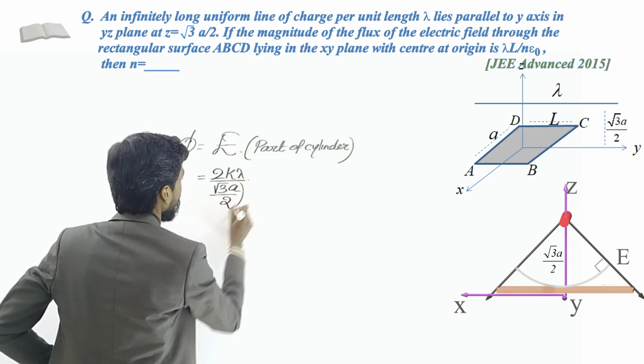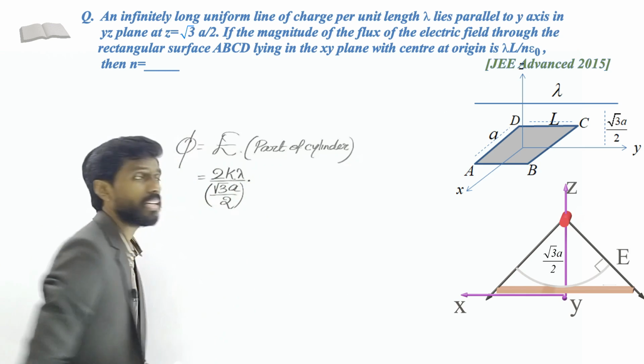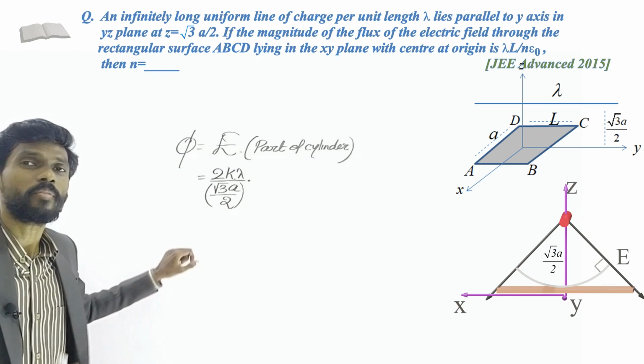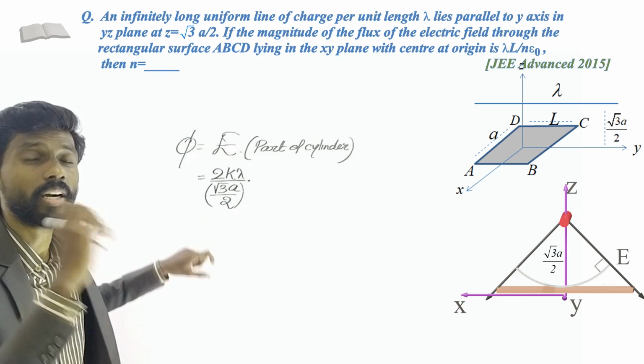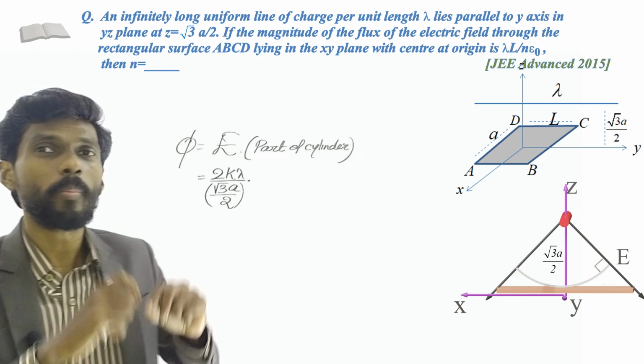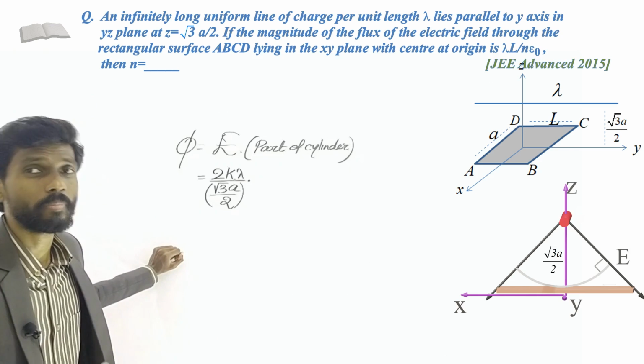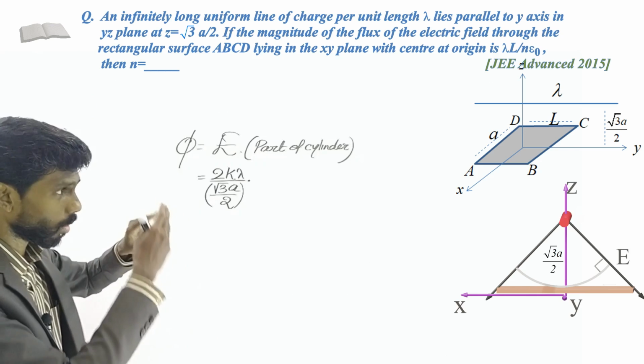You understand? So that is the electric field multiplied by the cylinder area. But how to find the area of the cylinder? Only this portion. We know the area of the entire cylinder, right? The curved surface area of a cylinder is 2 pi r multiplied by the height. But that is the area of the entire cylinder, and it is only a part of the cylinder.